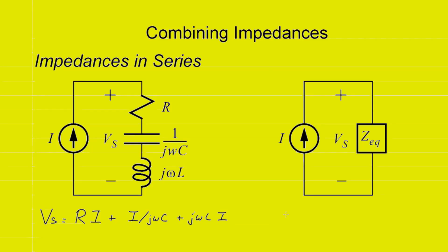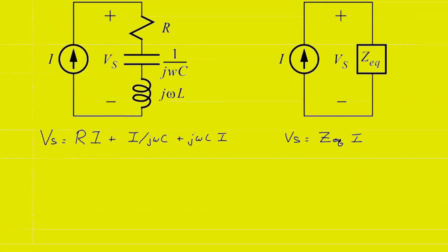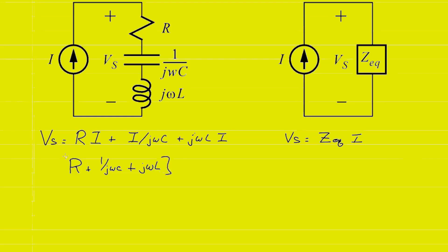On the other hand, for the equivalent circuit, Vs should be equal to our equivalent impedance times the source current. We know that the two source voltages should be equal if the impedances are equal, so I can equate these two. I'll group my terms together: R plus 1 over jωC plus jωL, all times my current, should be equal to my equivalent impedance, Z equivalent, times the current.